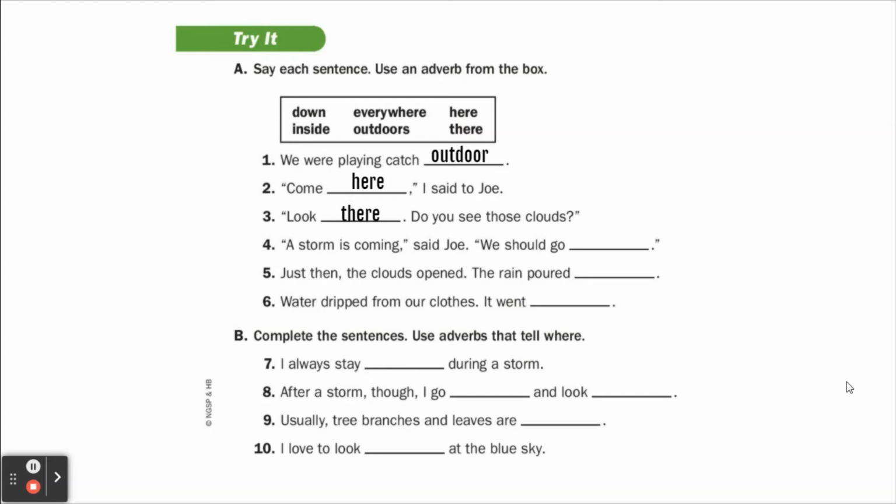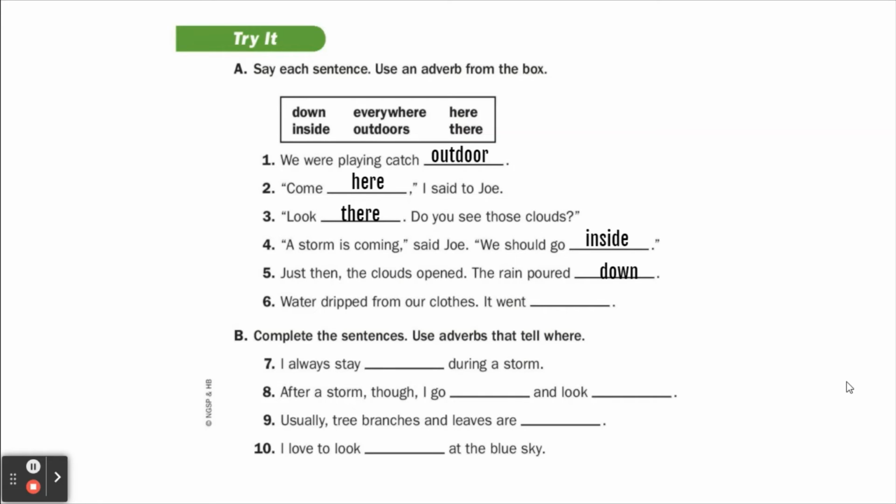Okay. Let's go ahead and do number 4. A storm is coming, said Joe. We should go blank. So if a storm is coming, where should we go? Yes, very good. Inside. Let's read it. A storm is coming, said Joe. We should go inside. Very good. Okay. Number 5. Just then the clouds opened. The rain poured. Where does the rain go? Very nice. Down. So let's read it. Just then the clouds opened. The rain poured down.